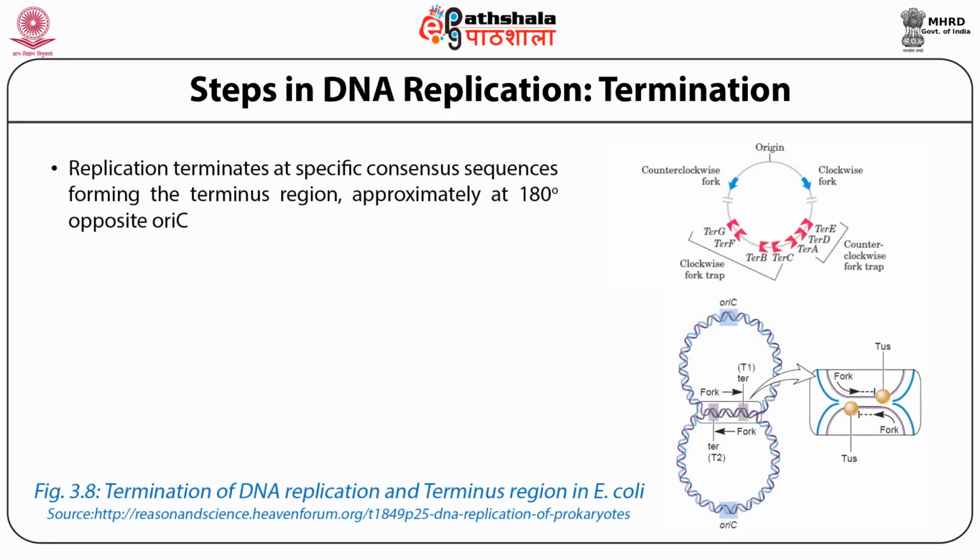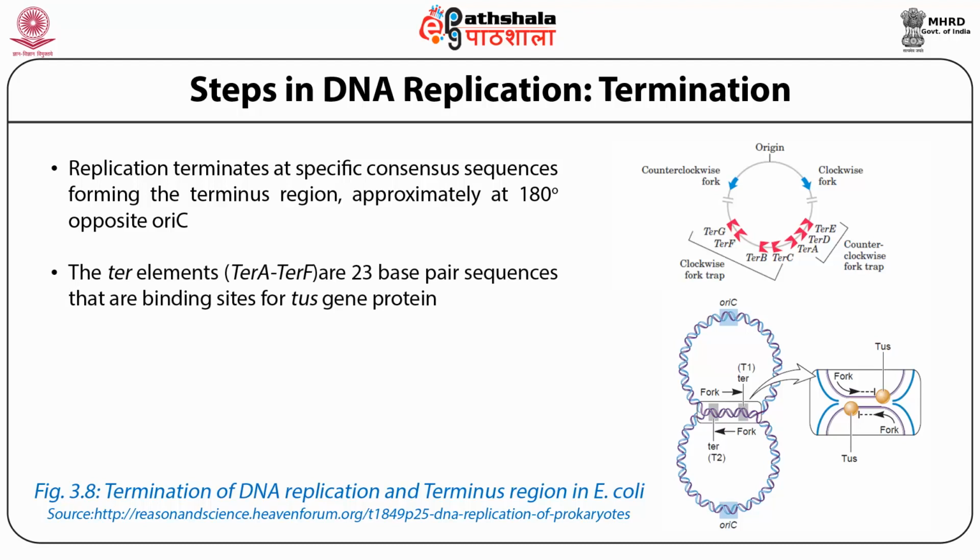The genome of bacteria happens to be composed of a single circular chromosome where the point of origin of replication and the point of termination lie nearly opposite to each other, at 180 degrees with respect to each other. We have already discussed in detail the characteristic features of oriC. Now let's understand the characteristic features of the Ter elements which form the termination region. The Ter elements are 23 base pair sequences which form the sites for binding of the Tus protein.